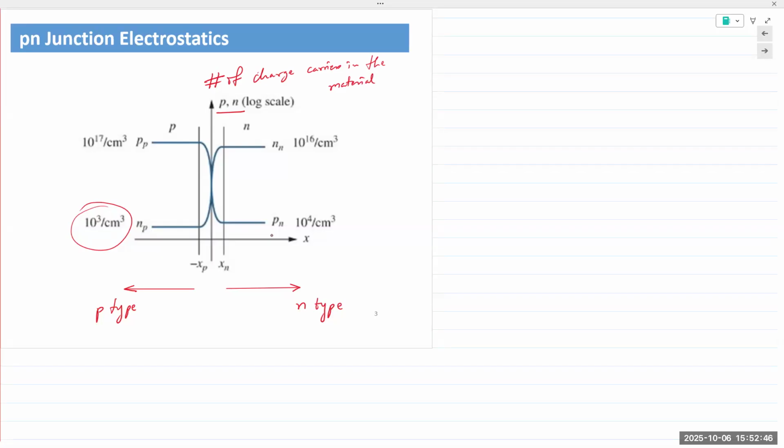Also, what it's showing you here are the majority carriers and the minority carriers. So if I was to draw a boundary like this, these are the majority carriers. These will be the minority carriers on both sides, which is, of course, the answer to the last question on the quiz.